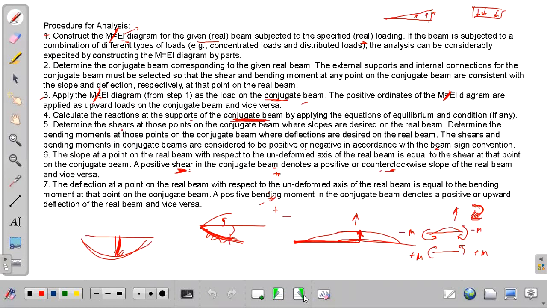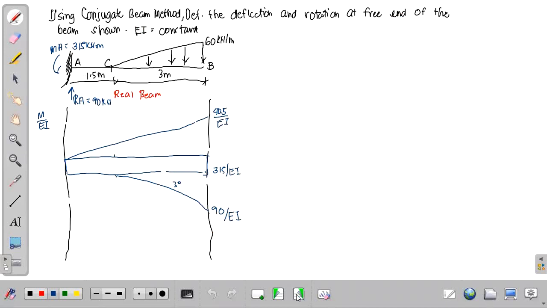We have to determine the conjugate beam corresponding to the real beam. So paano natin i-drawing yung conjugate beam natin? So we have here the conjugate beam. Okay? So, ano yung magiging conjugate beam natin pagka ang real beam natin is fixed? Pagka fixed. Ano yung magiging, ano natin, pagka fixed?